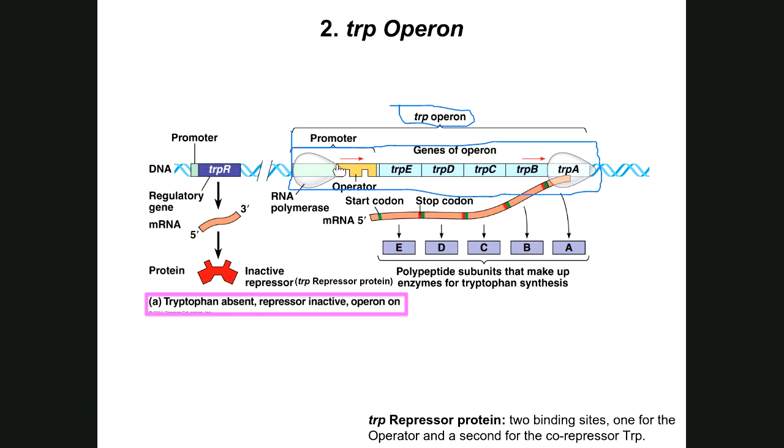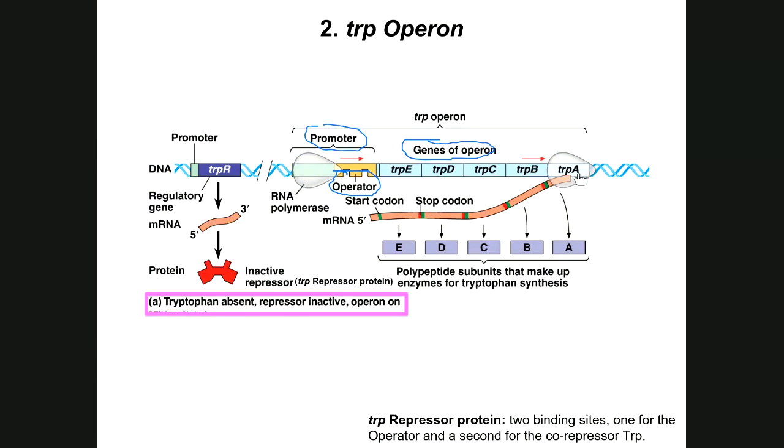Over here they're showing you the trp operon, okay? It's formed by a DNA regulatory sequence called the promoter, another DNA regulatory sequence called the operator, and a total of 5 genes. Now, as I said, I'm going to say it again. You don't have to know the specific names of these genes. Just know it's 5 genes, a cluster of 5 genes.